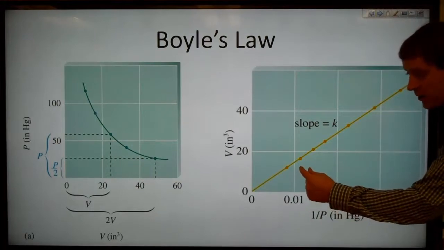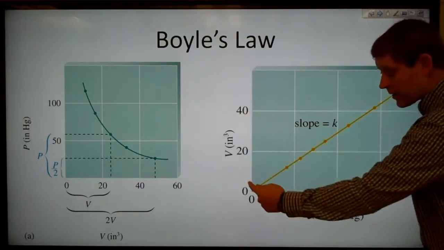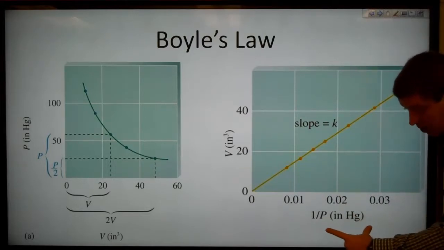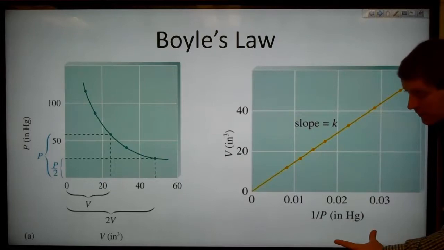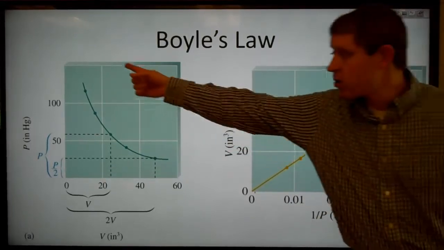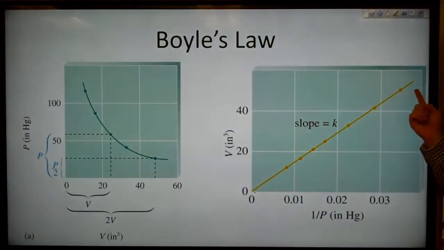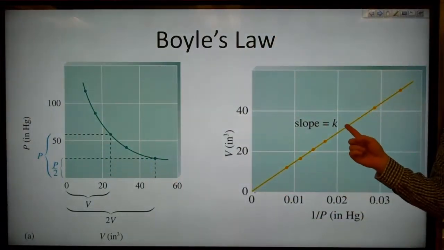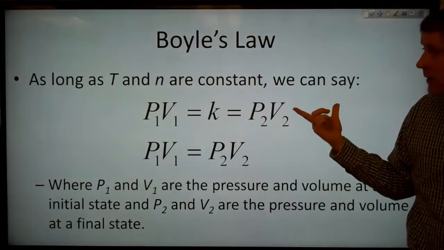Now, we can show that another way. We can have volume on this axis, and now we can plot over here the inverse of pressure, so 1 over P. And now we get a straight line instead of a curved, inverse plot like that. We get a straight line plot, and the slope of that plot is this value of K. So this is Boyle's law.